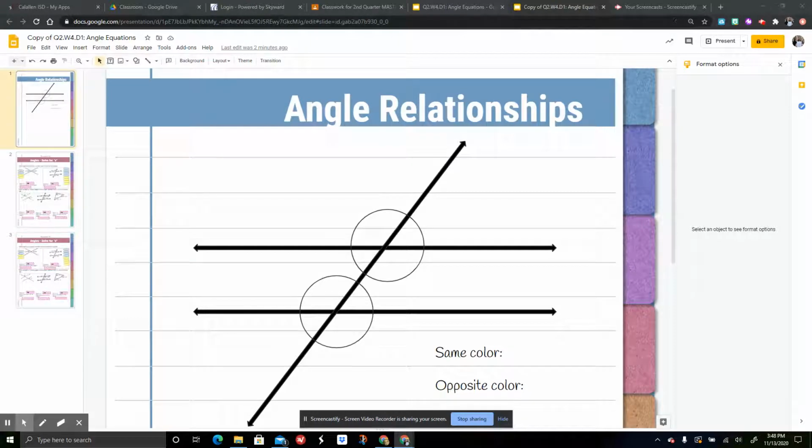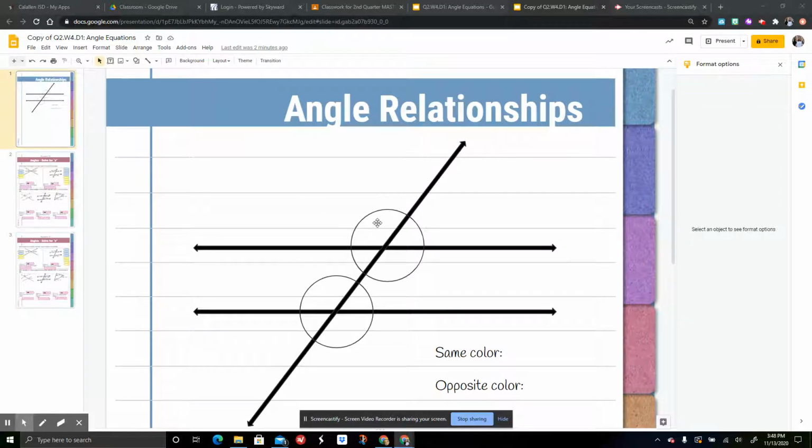Today we are solving equations using angle properties. Before we get into the solving of the equations, I wanted to review the relationship between the angles created when a transversal line intersects two parallel lines. So here I have two parallel lines and they're intersected by the transversal.